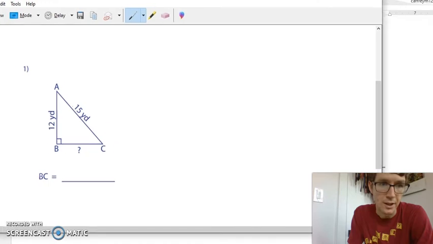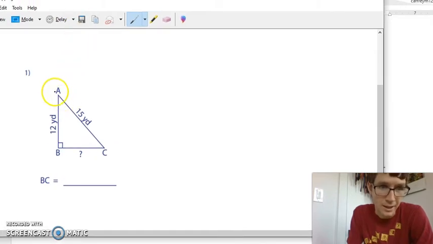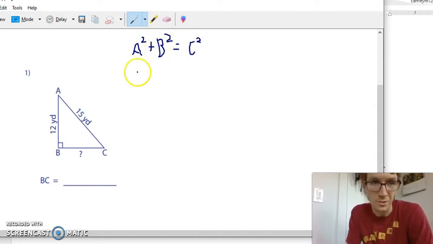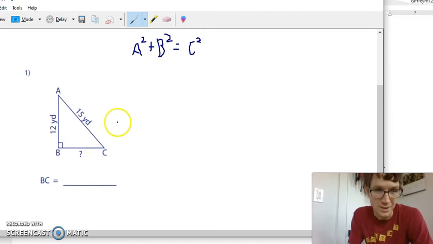Alright, so first off, when I look at this, we've got triangle ABC, and we're using the Pythagorean Theorem. We're using a squared plus b squared. So with the Pythagorean Theorem, a squared plus b squared equals c squared, and we're dealing with the triangle ABC. This a, this b, and this c really correspond to the sides of the triangle.